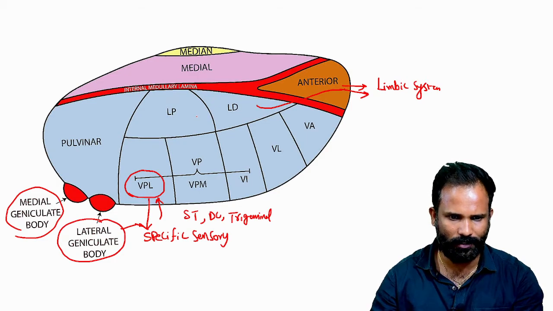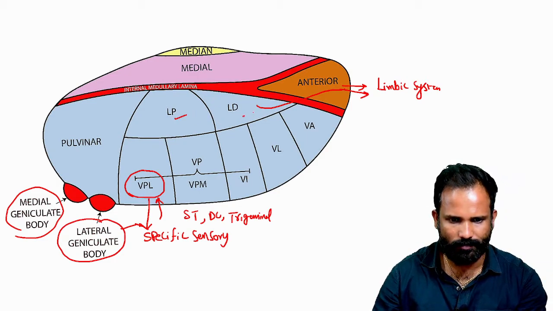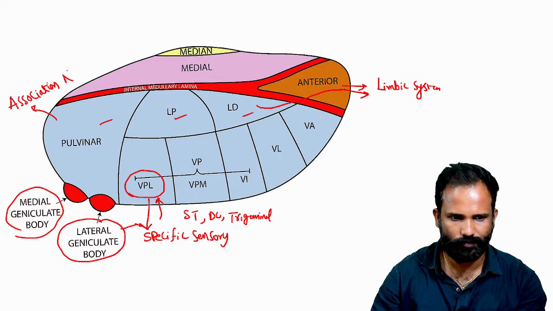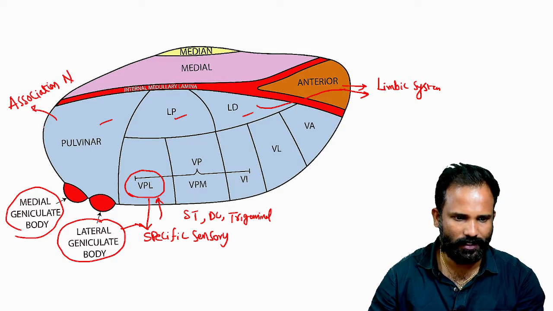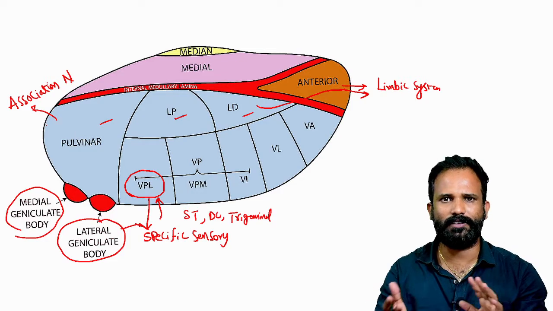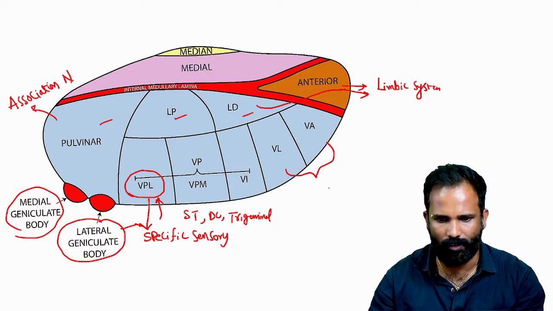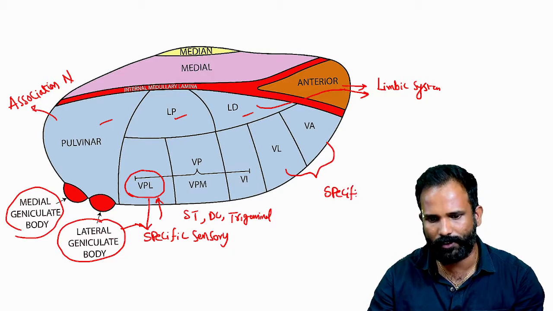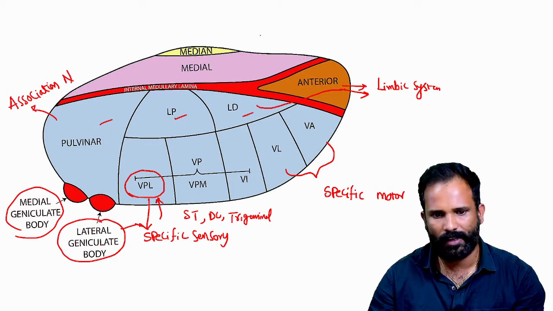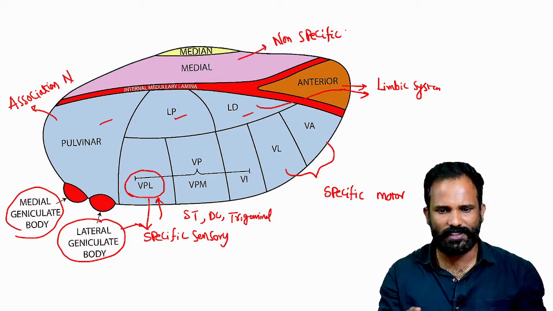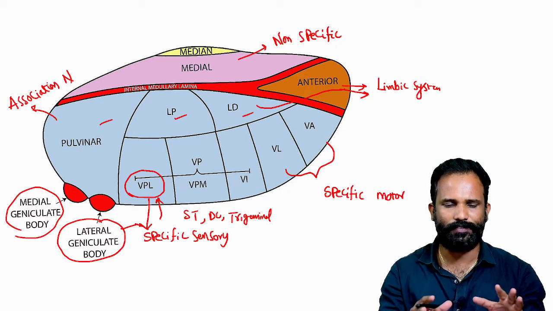And coming to the posterolateral, dorsolateral and pulvinar, these are called association nuclei, as they are reciprocally connected with the cortices. And the ventral anterior and ventral lateral are specific motor nuclei. And this medial group is non-specific nuclei, which are concerned with crude sensations. So this is how the nuclei are classified physiologically.